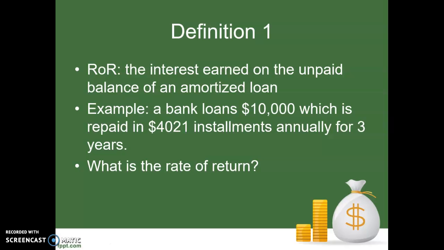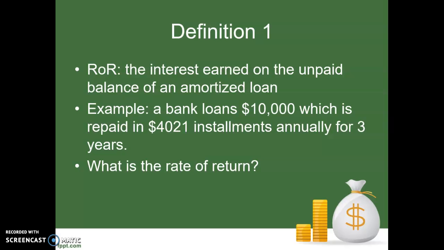So what we're going to do now is look at 3 different examples that try to explain this idea of rate of return. We're essentially looking at 3 different ways of defining or describing this concept. The first definition is that the rate of return is equal to the interest earned on the unpaid balance of an amortized loan. So think of yourself as the bank that's going to loan money out.